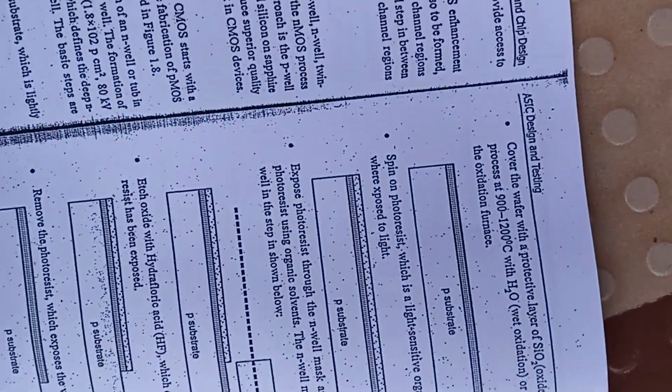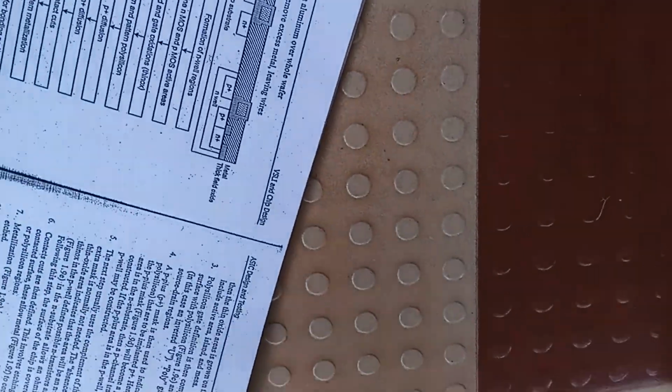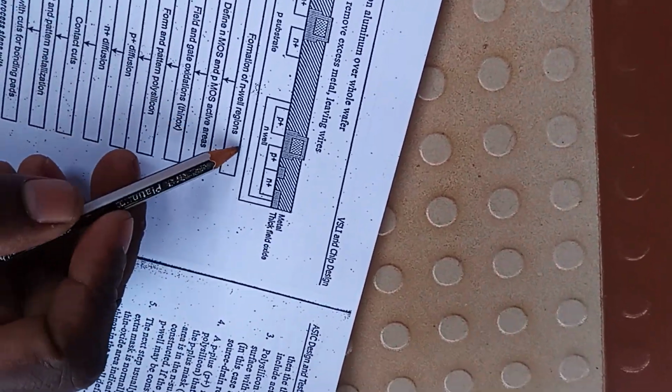So for microchip designs, you have to consider the dimensions in the range of micrometers. So the P well process. You can see the well process. These are the steps.